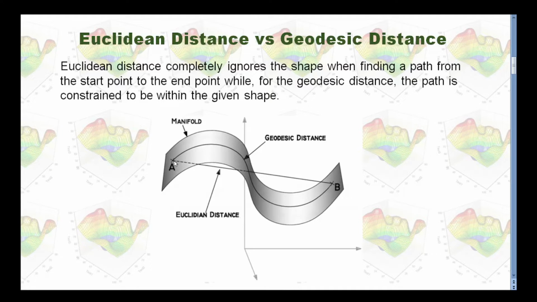But if we have a restriction from A to B, for example, we have to move along this manifold, we can't fly through the space. Then when we draw the shortest line along this manifold, this distance is called geodesic distance.